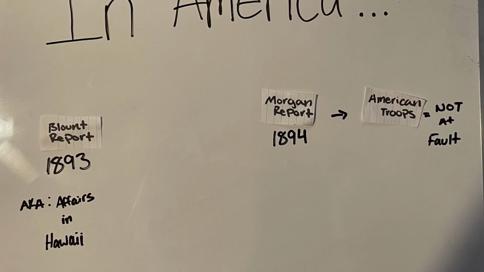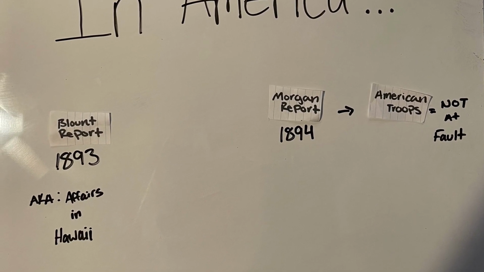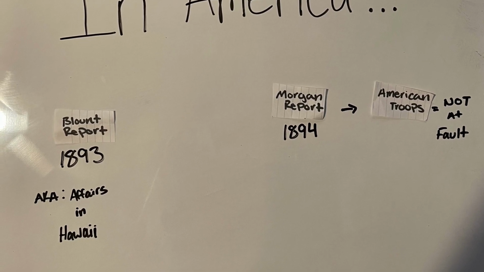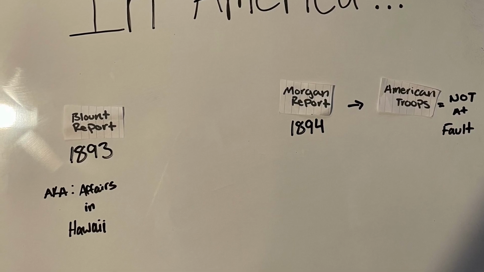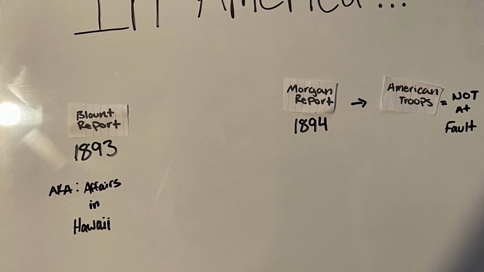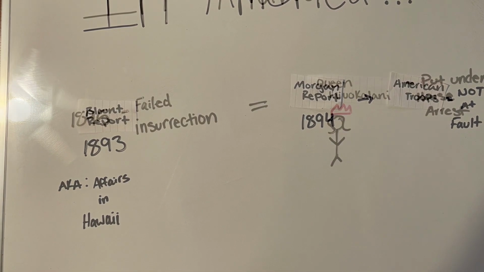In response to the Blount Report, the Morgan Report was released in 1894, which was ordered by the Senate. It was used to discredit Blount's report. In the Morgan Report, it was found that everyone except the Queen was in the right. It was also said in the report that the U.S. troops did not have an impact on the occupation of Hawaii.